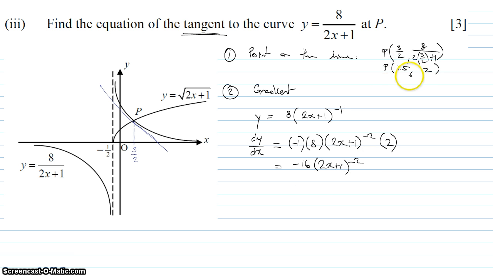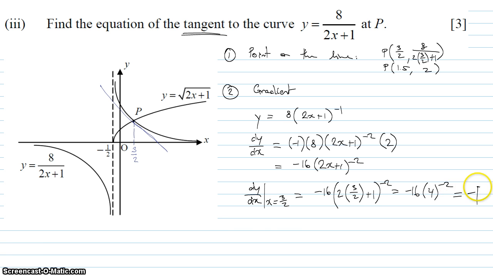But I know the point that this has to work at. This has to happen at the point x equals 3 over 2. So dy by dx, when x is equal to 3 upon 2, is equal to negative 16 times (2 times 3 upon 2 plus 1) to the negative 2. So that's negative 16. 2 times 3 upon 2 is just 3, plus 1 is 4, to the power of negative 2. So 4 to the power of negative 2 is going to be 1 over 16. So this whole thing is just going to be minus 1.